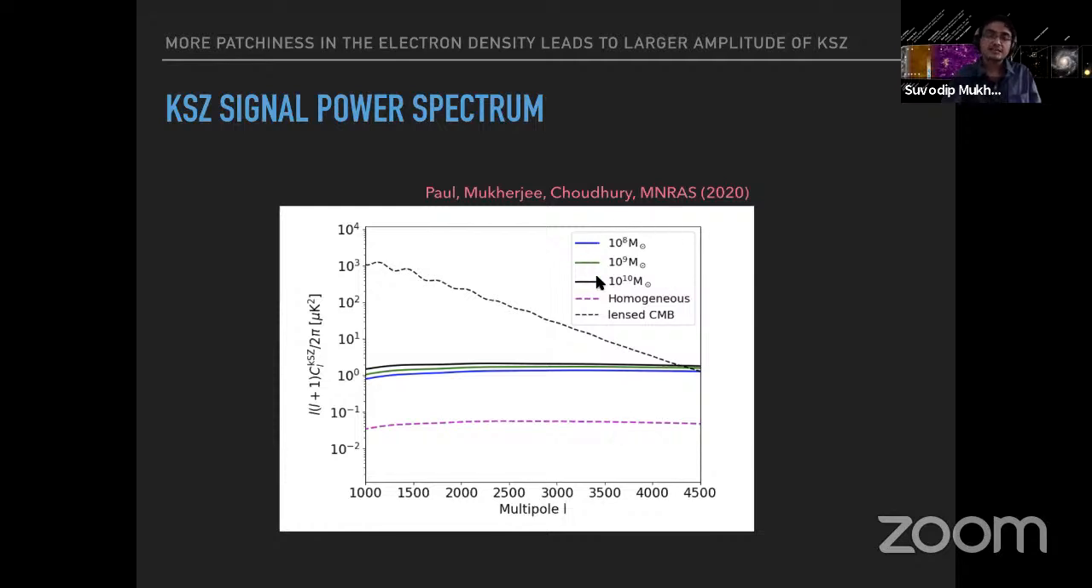Whereas if the electron density is actually inhomogeneous, you would expect a much larger fluctuation, as you can see here, orders of magnitude difference, and they can differ by almost a factor of 2 to 3, depending upon whether the reionization is driven by lighter halos or massive halos. And in the black dashed line, I'm showing the comparison with the lensed CMB.